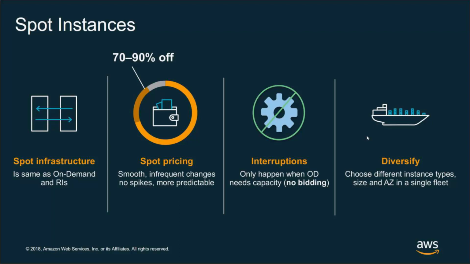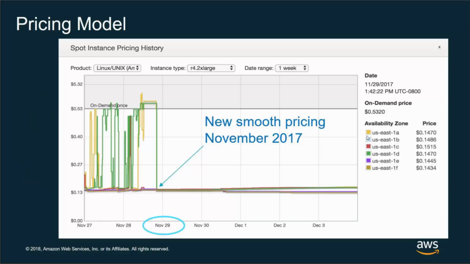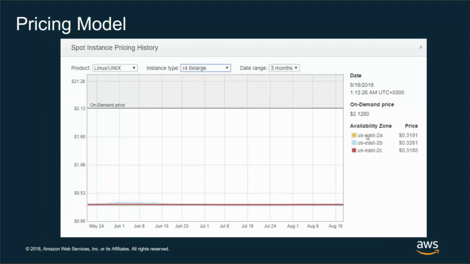Just a quick look at how our pricing used to look until late 2017. For those of you who have used Spot for a few years, you are familiar with the spikiness in the pricing, and we changed that in order to allow for smooth pricing changes. This is an example from the last few months of an R4 8XL. In the US East 2 region, there are hardly any price changes. Only one of the availability zones had some small changes over the course of 2 weeks, within 1 or 2 cents. So prices are much more predictable today, and you don't need to think about those pricing spikes.